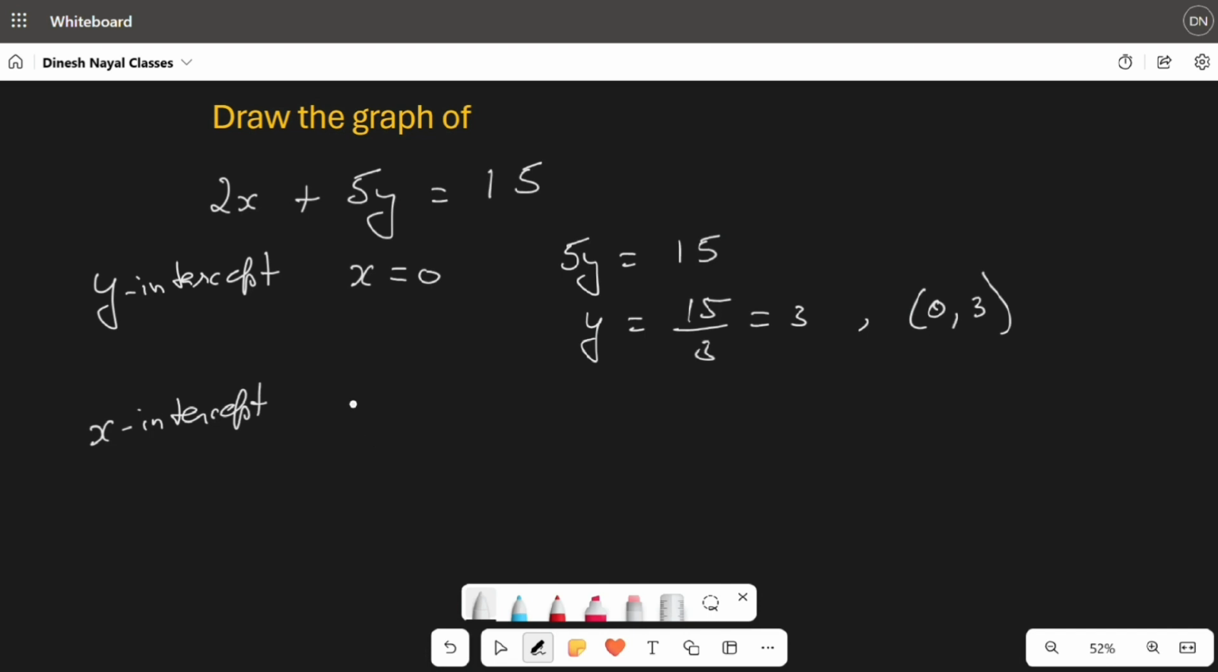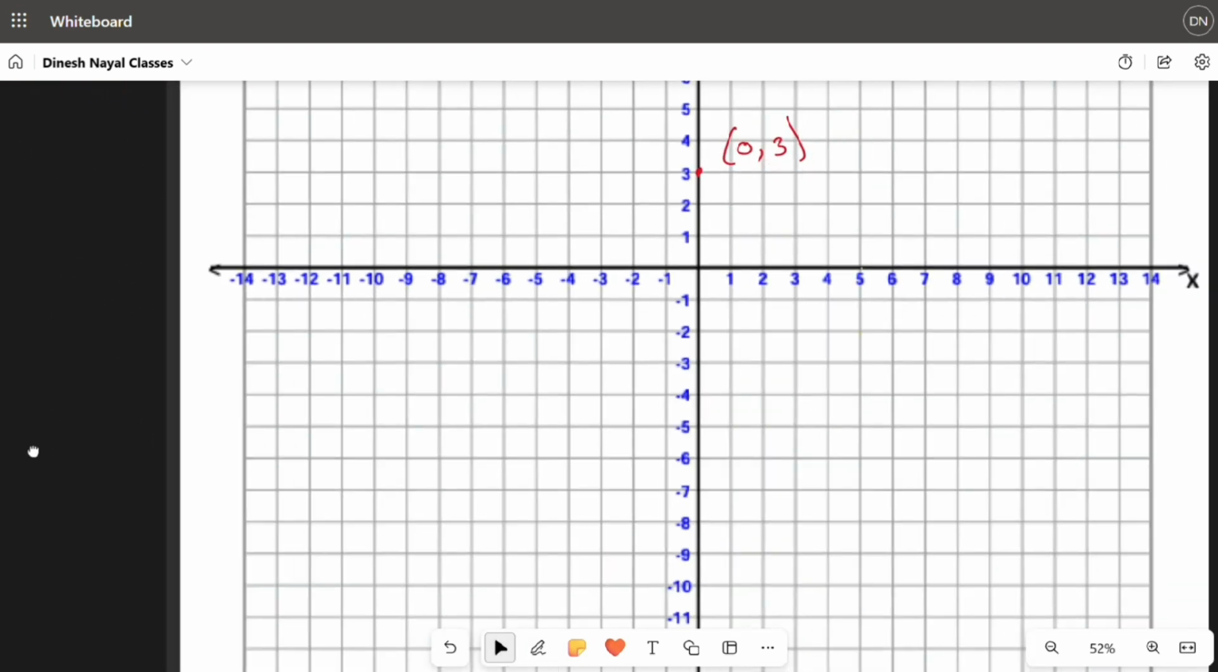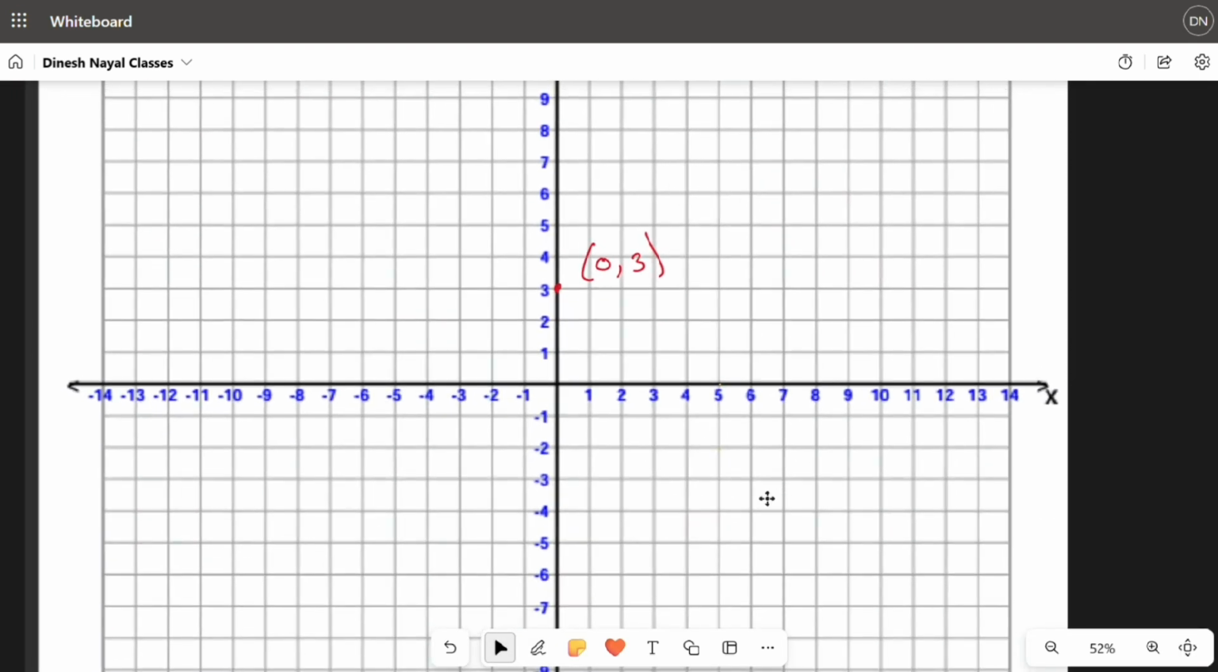Okay, so for the x-intercept, what do you do? Put y equal to 0. So when you put y equal to 0, 2x will be 15. So what will be x? x is 15 by 2, or you can write 7.5. So the point will be 7.5 comma 0. So now let's go to the graph. 7.5 comma 0 is over here around, like this is 7.5 comma 0.